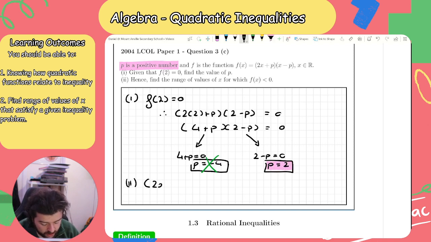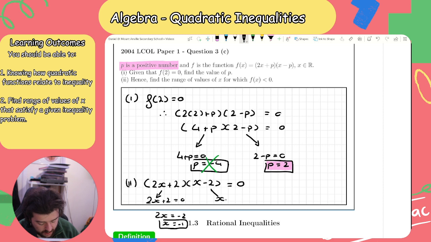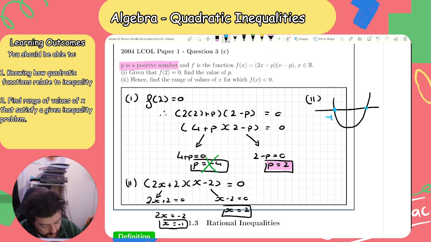So I'm just going to sub it in here. 2x plus 2 times x minus 2 is less than 0, or equal to 0, we want to solve the roots. So that's going to be 2x plus 2 equals 0, 2x equals minus 2, x is going to equal minus 1. Here, x minus 2 equals 0, x is going to equal positive 2. So there are my two roots. So, sketch it out. My leftmost one is going to be minus 1. My rightmost root is going to be 2.